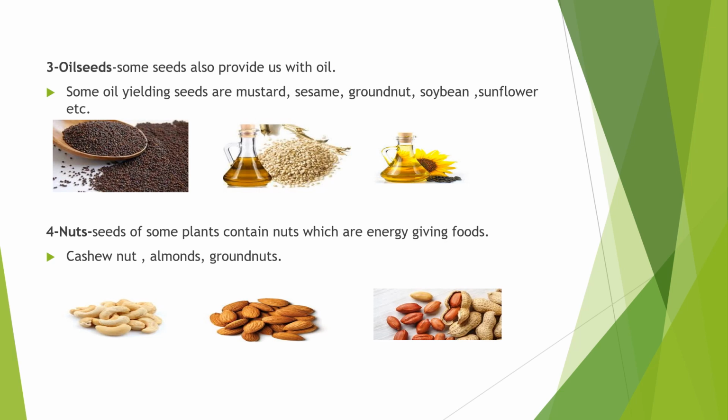Oil seeds. Some seeds also provide us with oil. Some oil-yielding seeds are mustard or sarson, sesame or til, groundnut, moongfali, soybean, sunflower, etc. So we use these oils on a daily basis. Like mustard oil, it is also used as a hair oil and for cooking food. Similarly, soybean oil and sunflower oil are also used for cooking. Next one is nuts. Seeds of some plants contain nuts, which are energy-giving fruits. Examples: cashew nut or kaju, almonds and groundnuts.